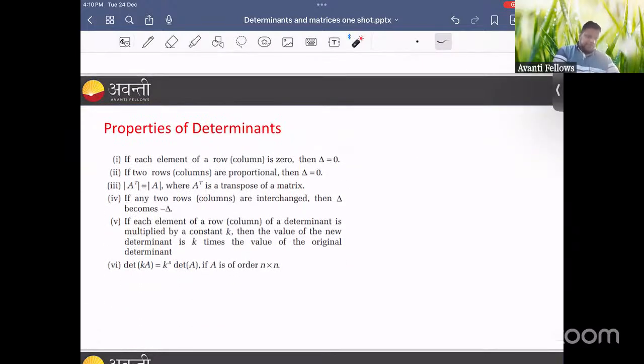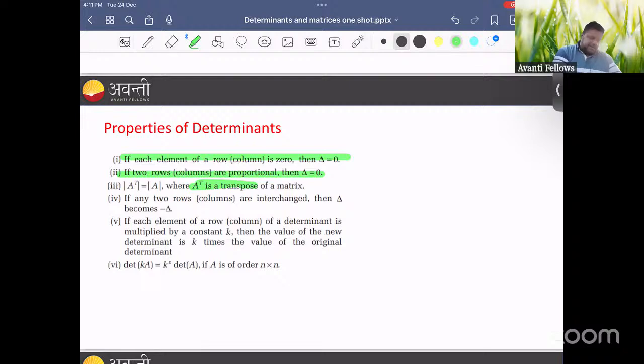Now, properties of determinant, we'll just go through small properties. If any two rows in any determinant are identical or any two columns are identical, the value of the determinant goes 0. So if any two rows are proportional or identical, the value of the determinant is 0. Next, if all the elements of any row of a determinant go 0, the value of the determinant is 0. Now, if A transpose is the transpose of a matrix, then determinant of A is determinant of A transpose. Am I clear?